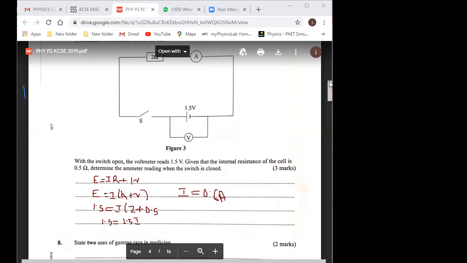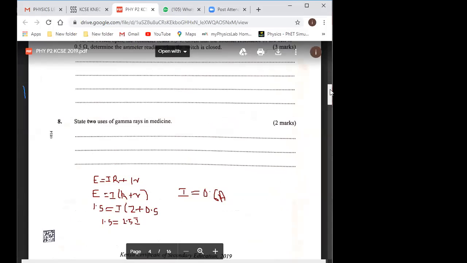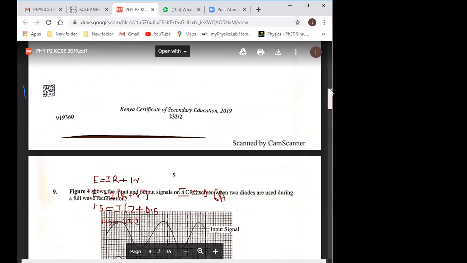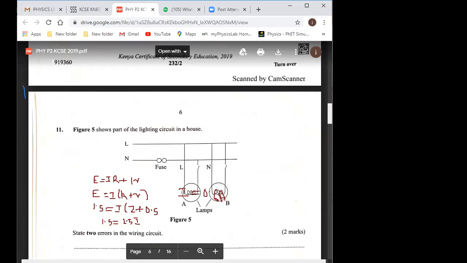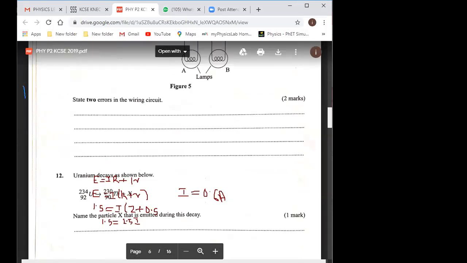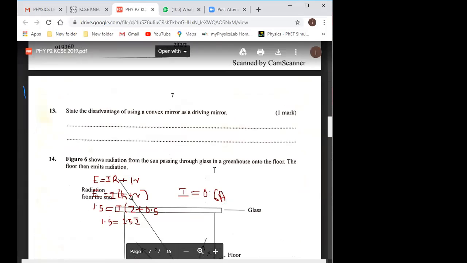We now move to the next question. Number 8, you have not covered. Number 9, you have not covered. Number 10, you have not covered. Number 11, you have not covered. 12, not yet. Let's go to question number 13.